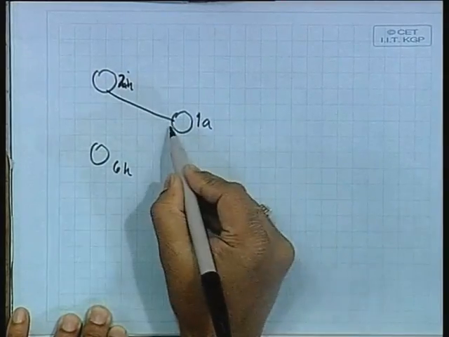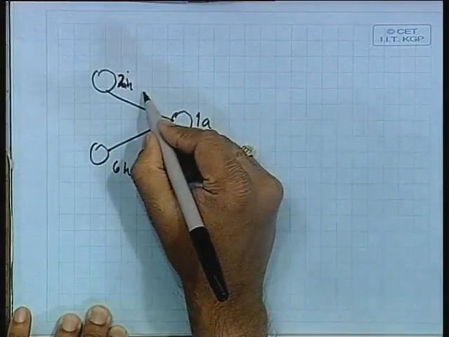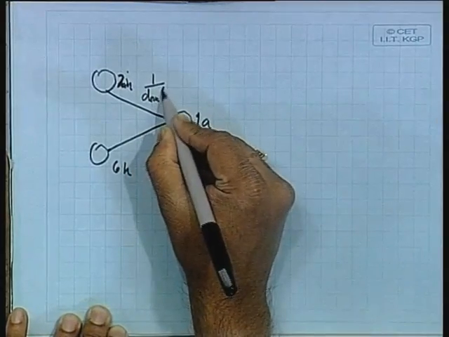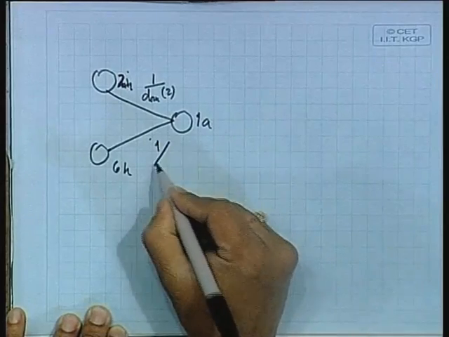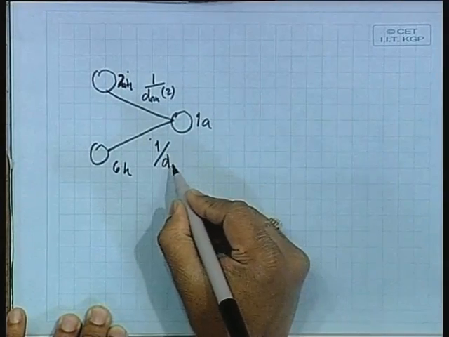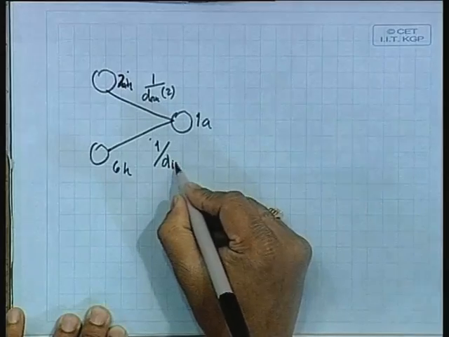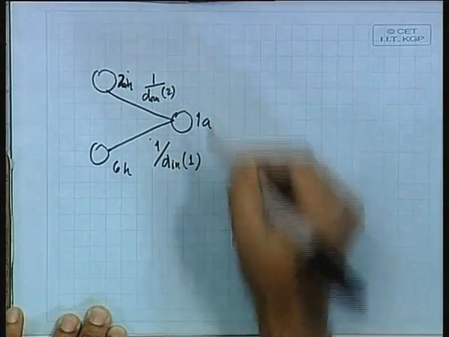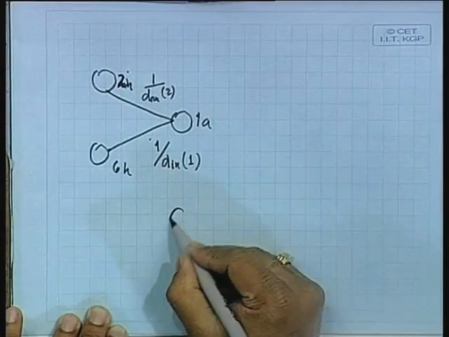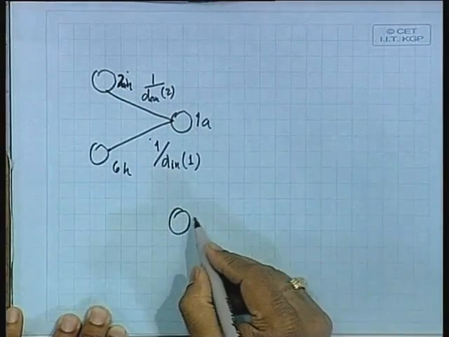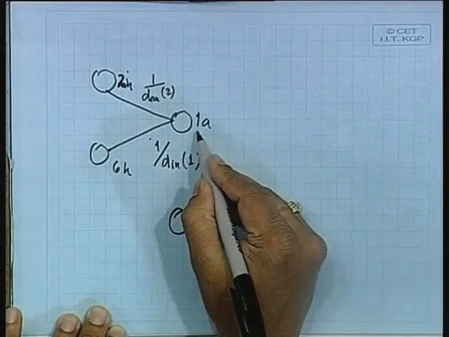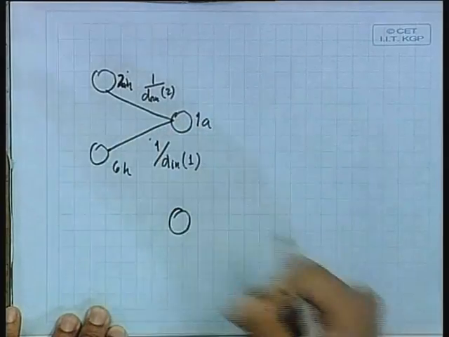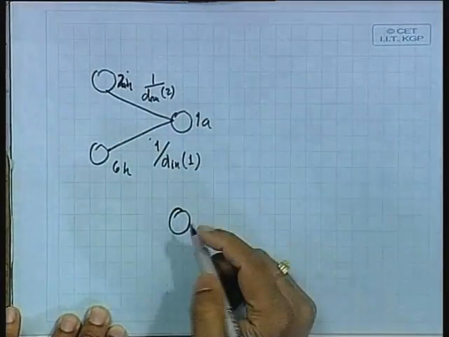So, you could come to 1A and then go here. The probability of coming to 1A is 1 by d out of 2, and this is 1 by d in of 1, right. And now suppose there is another node here. This is 1A, this is node 1. So, you are going from 1 to 6. So, that is why you will normalize by the in degree of 1.